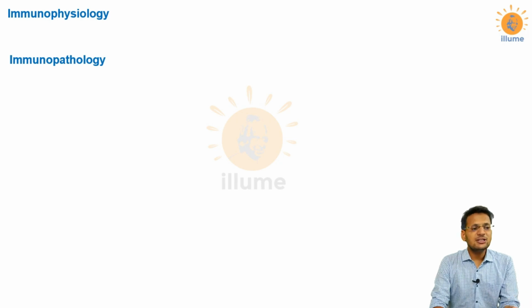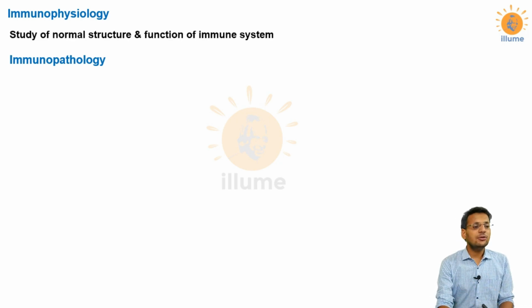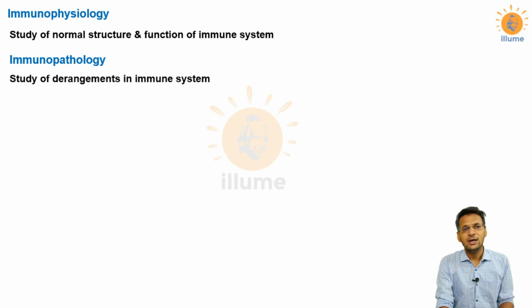So what is immunophysiology? Immunophysiology is the study of normal structure and functioning of the immune system. And on the contrary, immunopathology is the study of derangements in the immune system. See, if something has gone wrong with the immune system, then that comes under the subject of immunopathology.